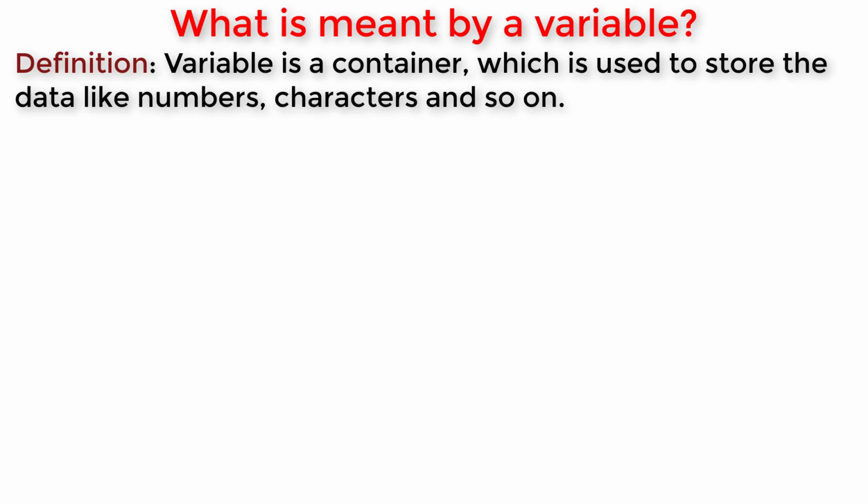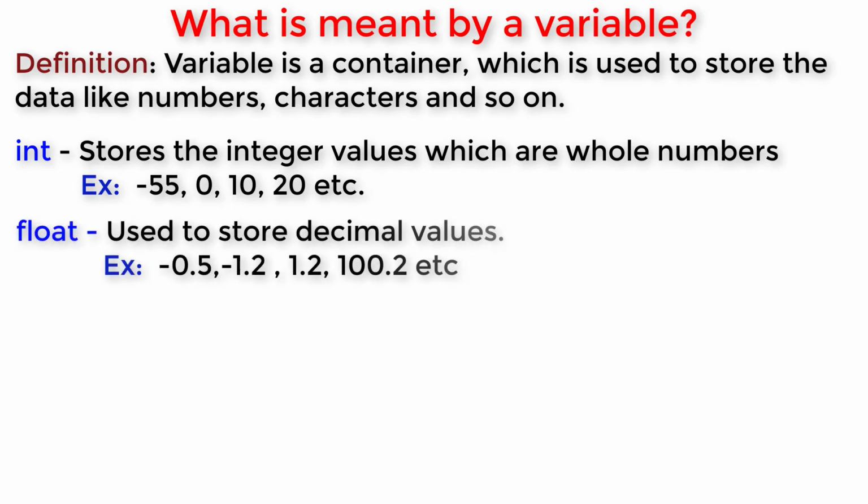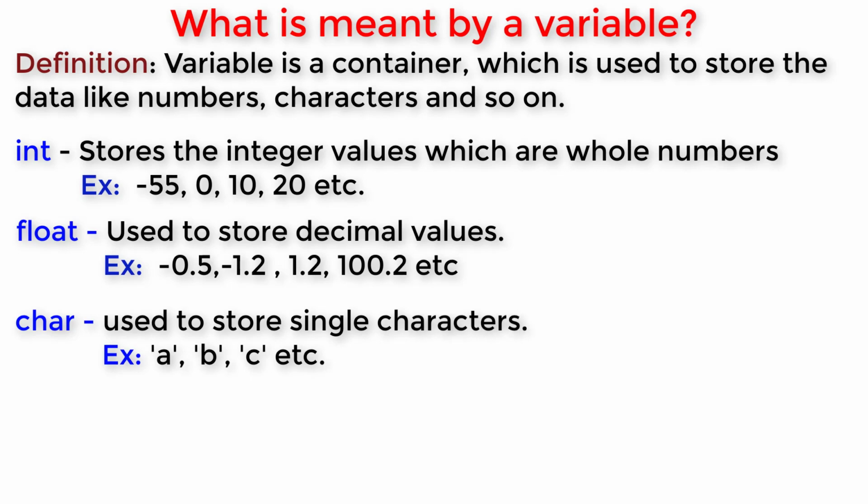In C, there are different types of variables defined with different keywords. For example, int stores integer values, which are whole numbers like -55, 10, 20, etc. Float is used to store decimal values like 0.5, 1.2, 100.2, etc. Char is used to store single characters like a, b, c, etc.